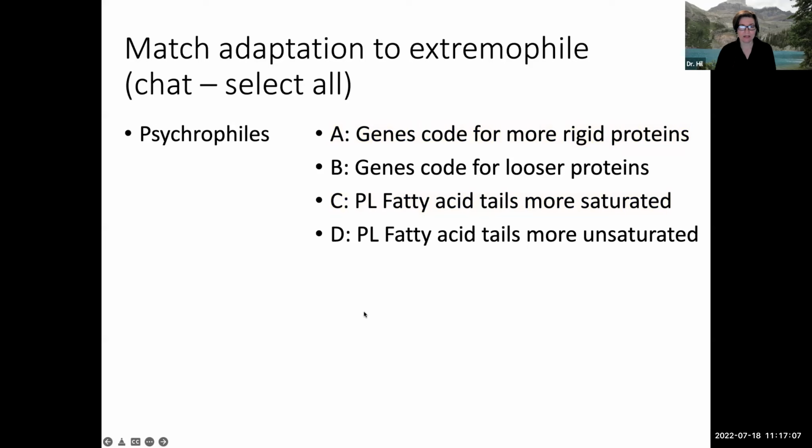Okay. On the other hand, psychrophiles, how are they adapted differently than mesophiles? They live in the cold. Compared to a mesophile, how have they been altered? Put your letters into the chat.